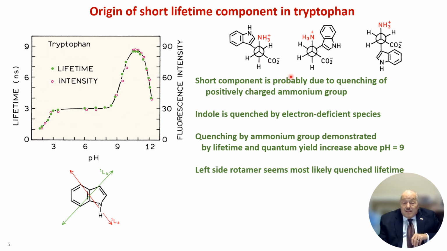So you can draw any number of conformations. These line diagrams might not be informative, but they might suggest that one of these conformers is the origin of the other decay time. But I don't think that's been proven absolutely. But it's one way of thinking about it. So the short lifetime component in tryptophan is due to an electron transfer, or I guess a proton transfer, to an electron deficient species.